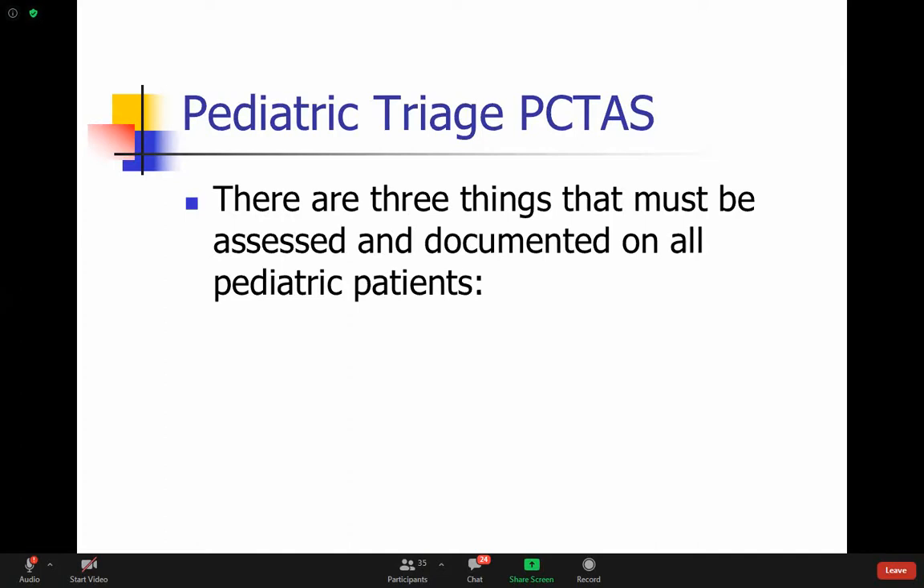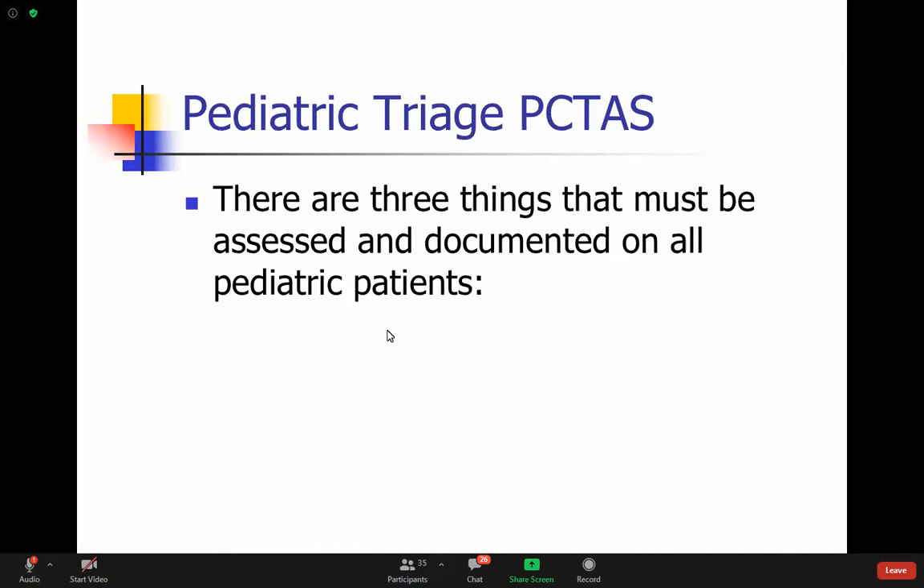Do you guys know? Heart rate is part of the vital signs, but you're going to have to check something else. Breathing. So it is actually the work of breathing. Technically it is not a vital sign, but you have to check the work of breathing. Is he in distress? Is he breathing easily?